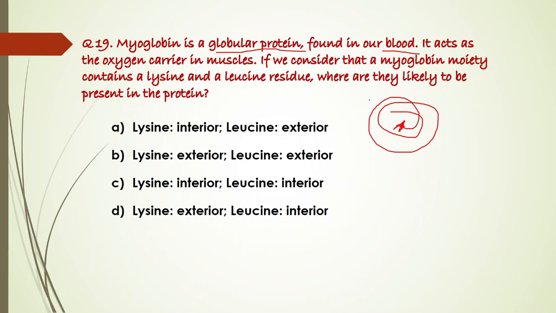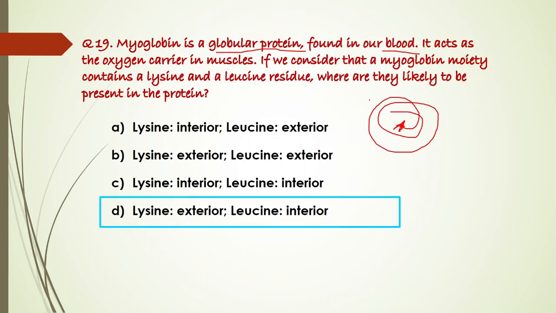Lysine is what? Lysine is a hydrophilic amino acid residue. So where will it go? It will go to the last option, exterior, because it is a globular protein. So lysine molecules will go to the exterior of the globular protein. And leucine is a hydrophobic amino acid residue. So obviously where will it go? To the core or the interior of the globular protein.